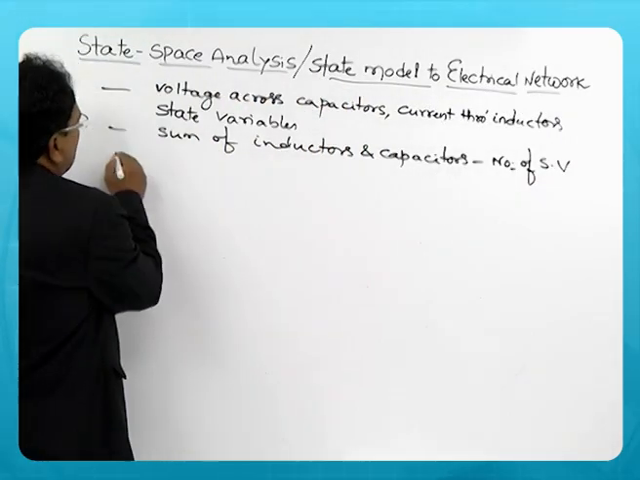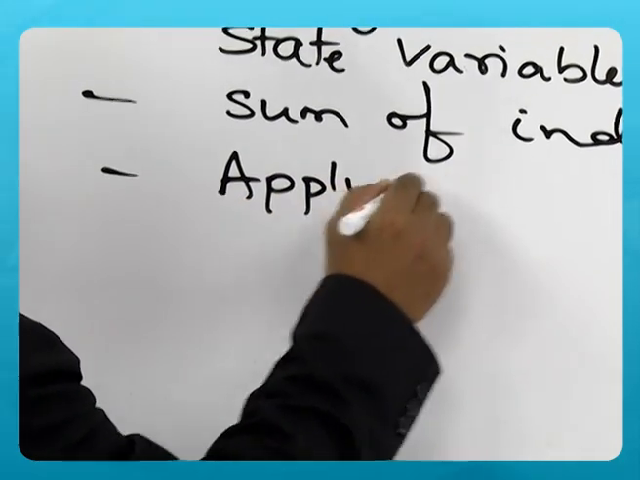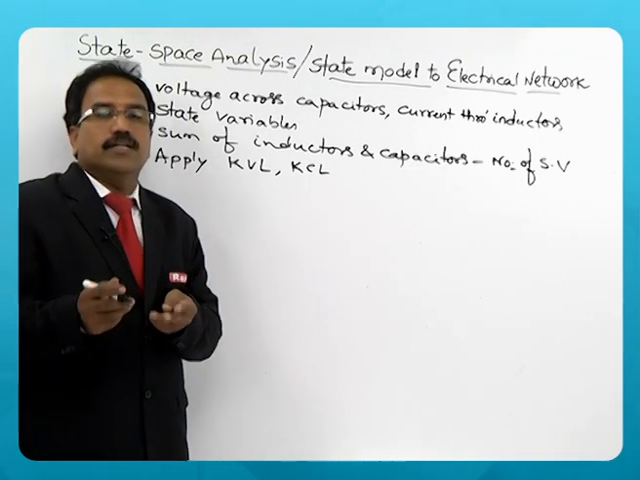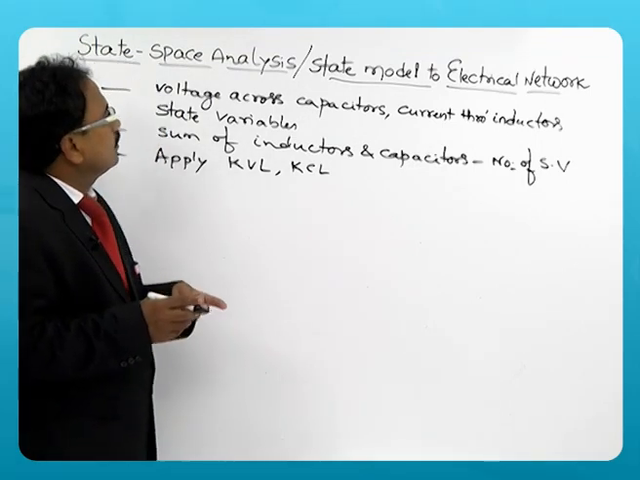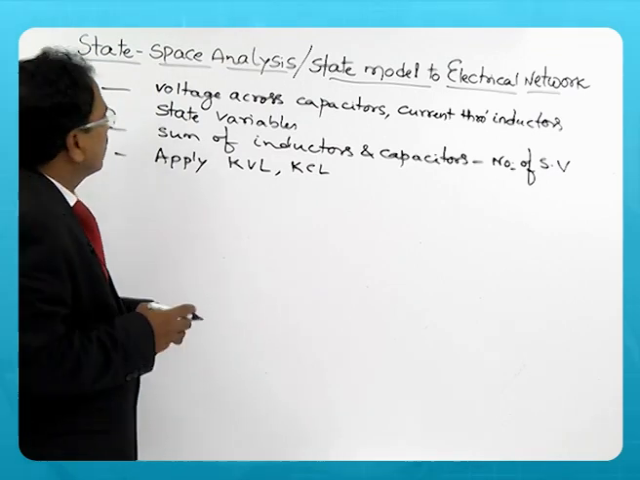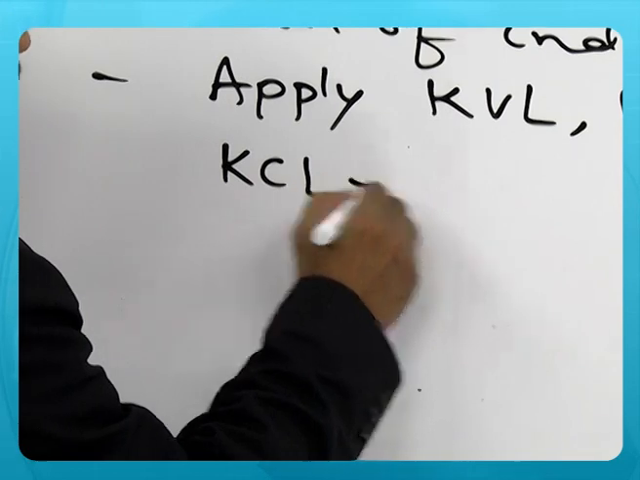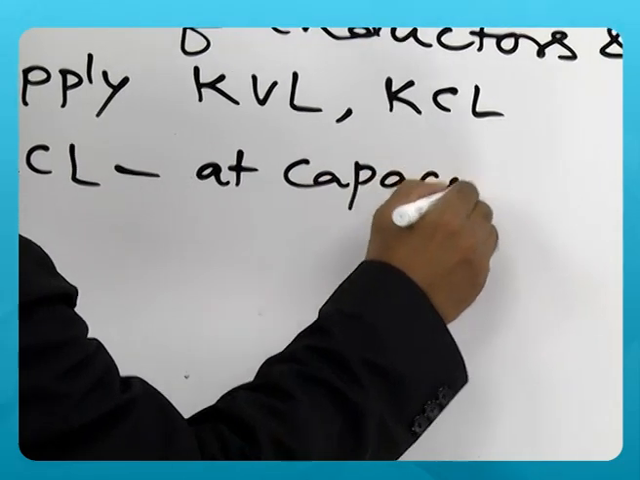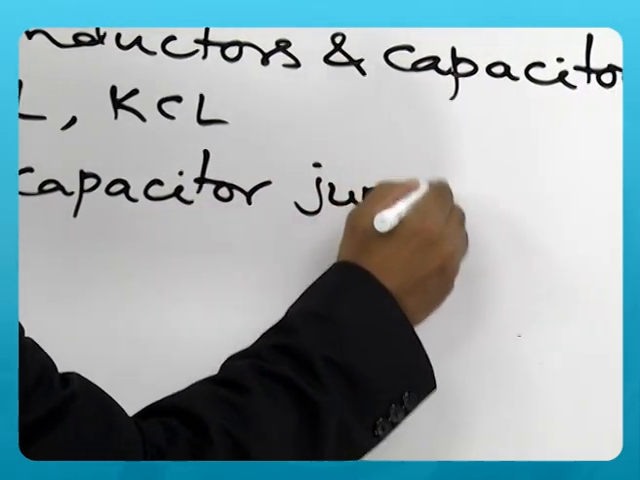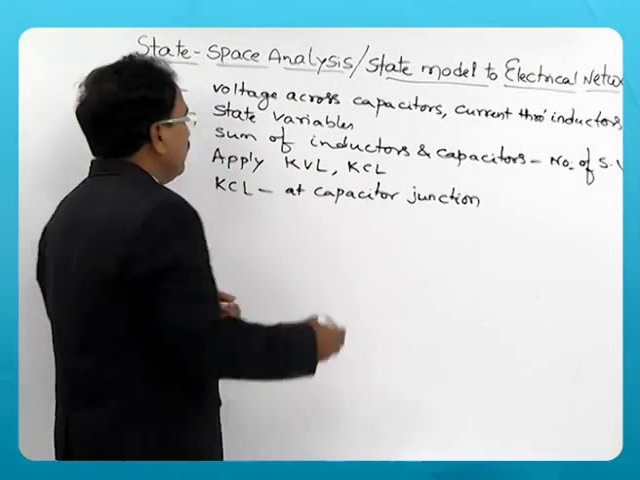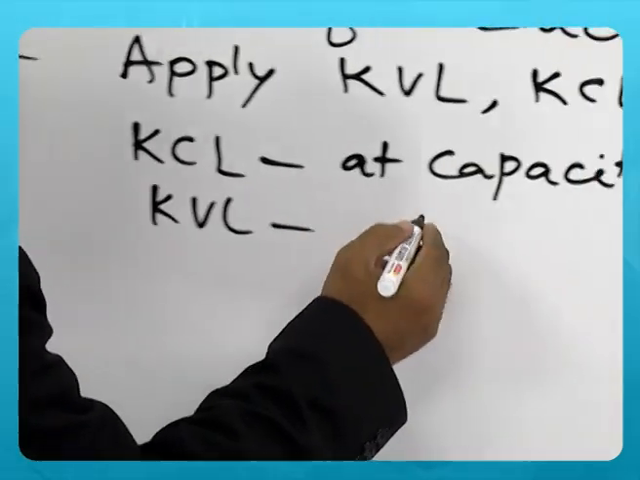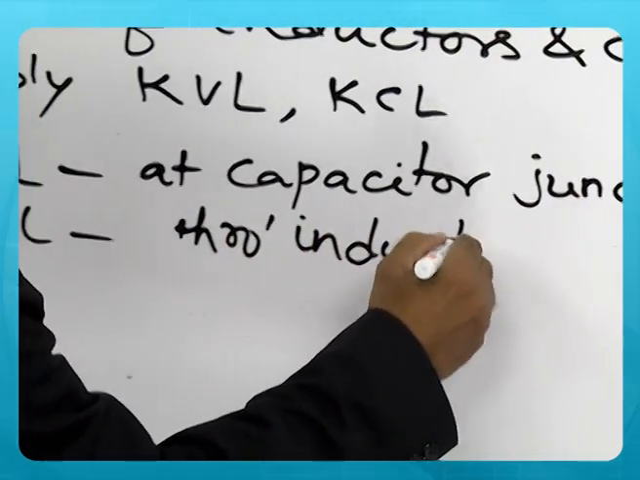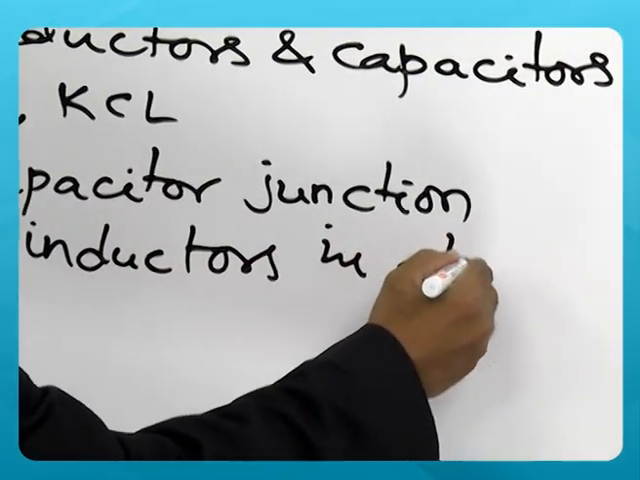Now, you need to apply Kirchhoff's laws, KVL and KCL, to the network and get the equations in the form of voltage across the capacitor and current through the inductors. So, KCL should be applied at the capacitor junction, and KVL should be applied through the inductors in the loops.